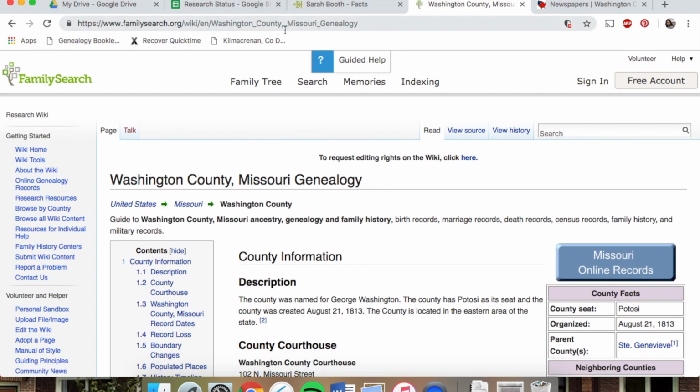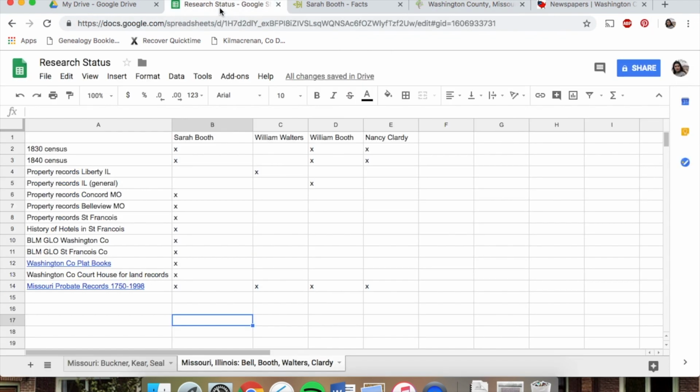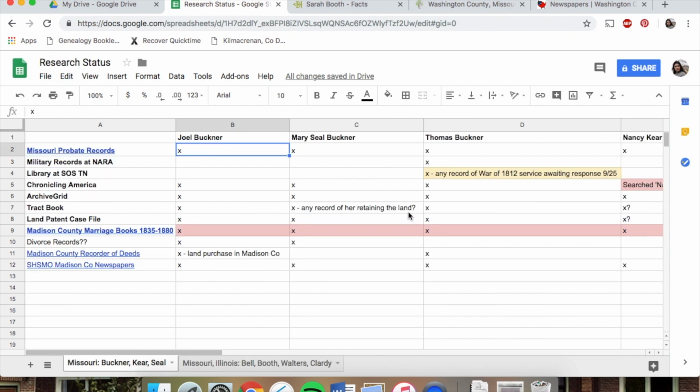So FamilySearch Wiki is my go-to source for finding super obscure sources that I would never have imagined existed. Then I go ahead and add them in over here. I check the boxes to who they would apply to, and there you have it. This is how I make my research status Excel sheet. Super helpful, super fun. I just love being able to visualize where I am with my research. Like this one, once it starts to get colored in more, it means that I am farther along with my research, making progress, breaking down those brick walls.